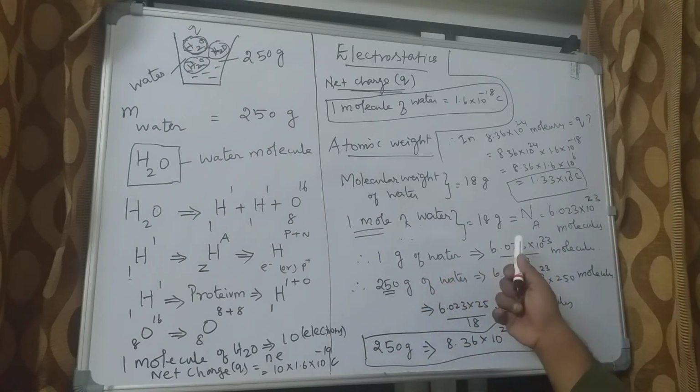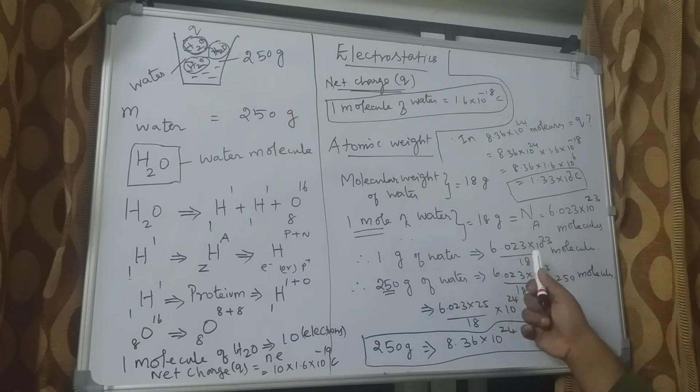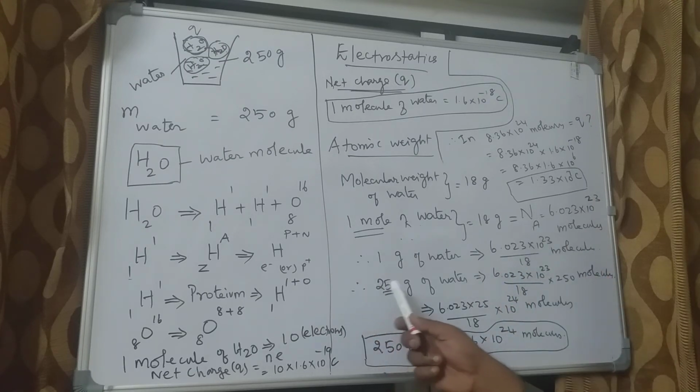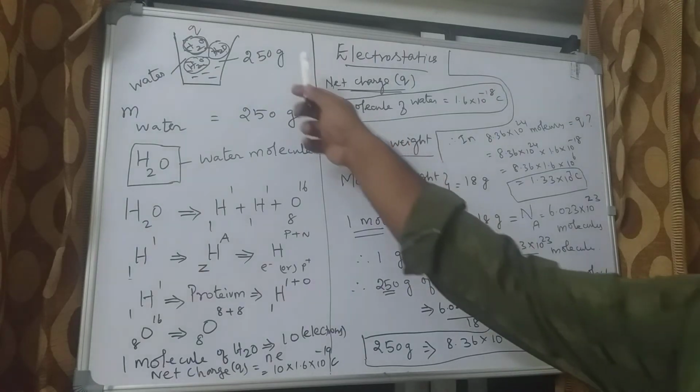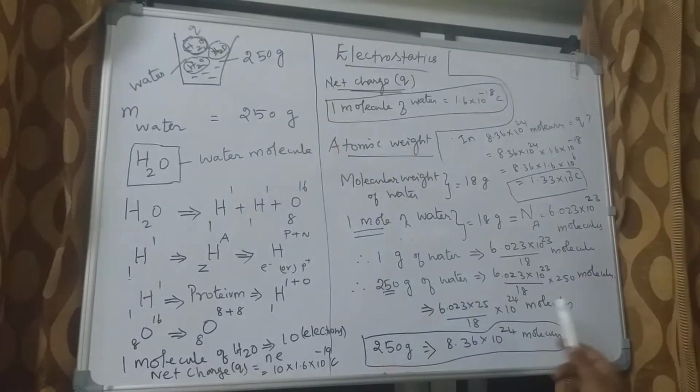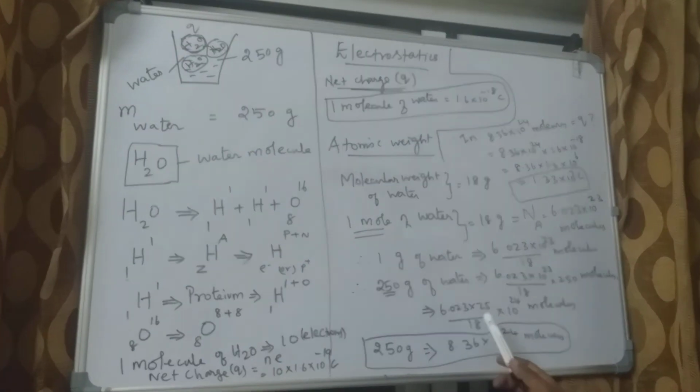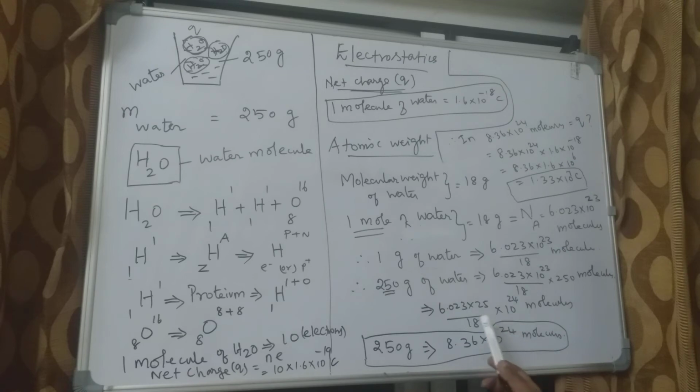Therefore, 1 gram will contain 6.023 into 10 to the power 23 divided by 18 molecules. Therefore, 250 gram of water will contain 6.023 into 10 to the power 23 divided by 18 into 250 molecules. So, this many molecules are present in 250 grams of water. Finally, we are deriving that in 250 grams of water, 8.36 into 10 to the power 24 molecules are present.